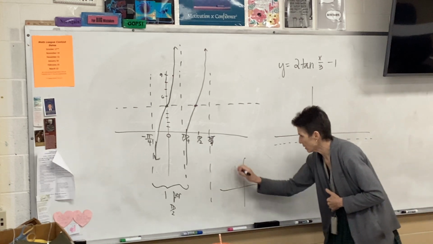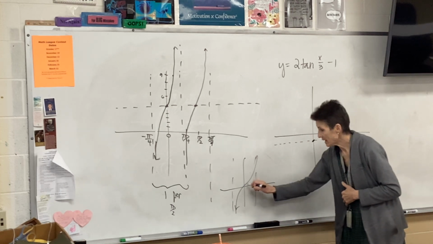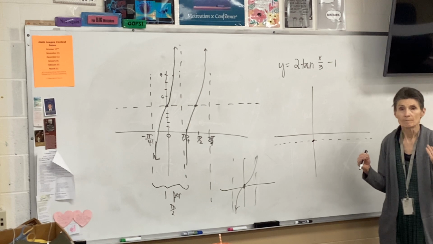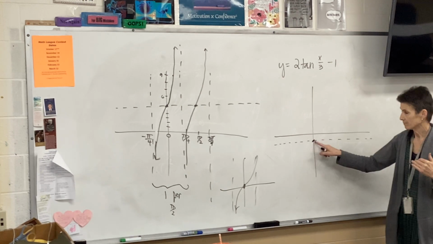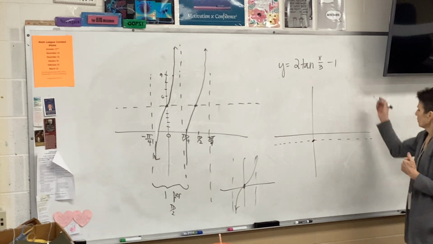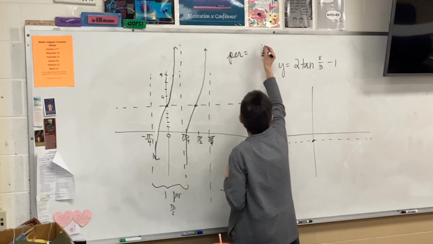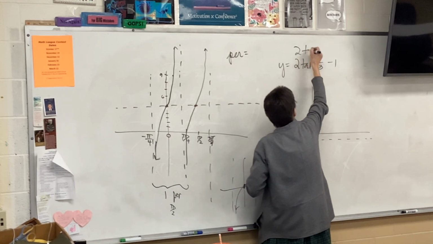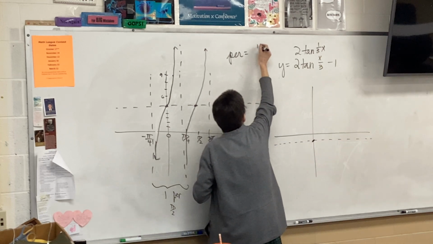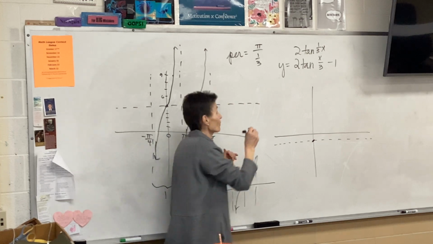Again, keep in mind what a regular tangent looks like. Okay, that dot is still there. I've done nothing to move that dot, except down 1. Okay? Now, what's my period? Well, my period is going to, think of this as 1/3 x. So my period is pi over 1/3 or 3 pi.